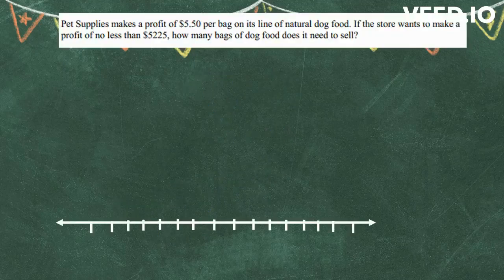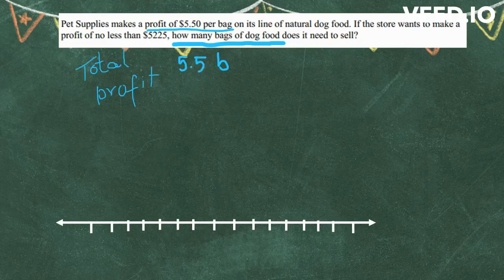We have one more question here. Pet Supplies makes a profit of $5.50 per bag. How many bags of dog food does it need to sell? Let's imagine that as a variable b, the number of bags of dog food. So for each bag it makes $5.50 profit. So 5.5b. This is the total profit for b number of bags.